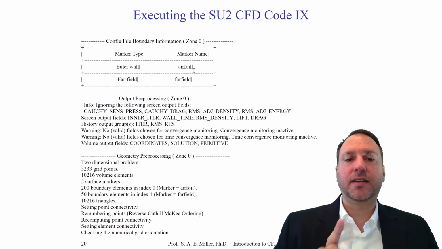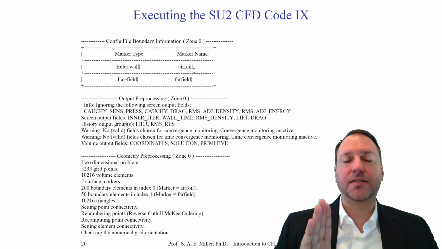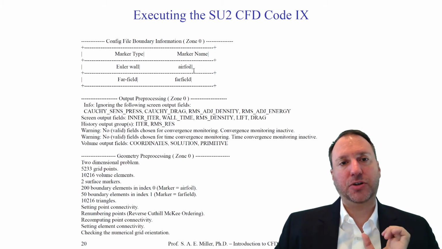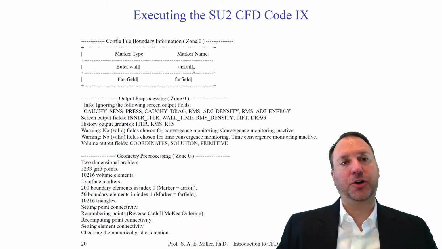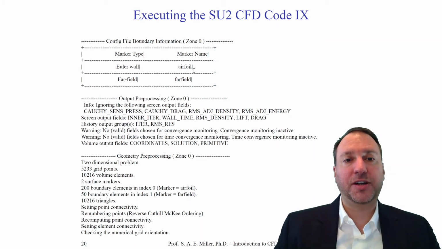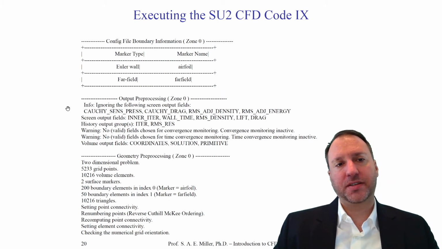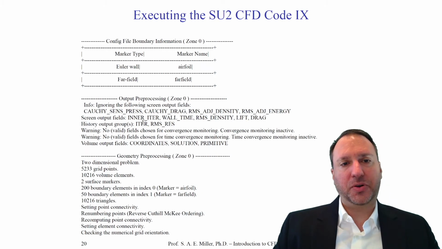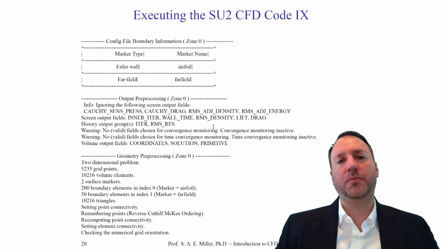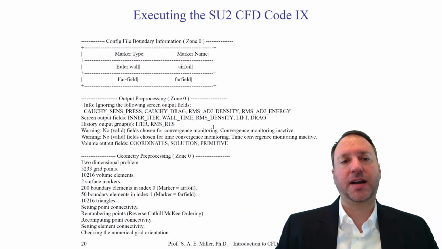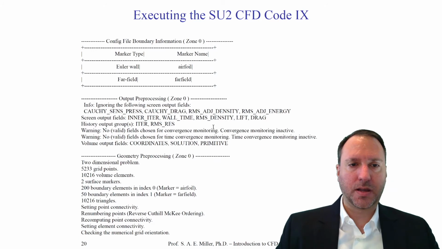You'll see that in the grid generation part of the class and the solver part of the class, we're using the same names. For example, in the grid generation code, we'll call the airfoil surface airfoil. And in the solver configuration file, we'll call it airfoil. It's that simple. Here's some information about what will be written to the screen. So for example, we'll have wall time, root mean squares of densities, we'll have lift and drag. You can specify whatever you want written to the screen as it runs to track, of course, the history.